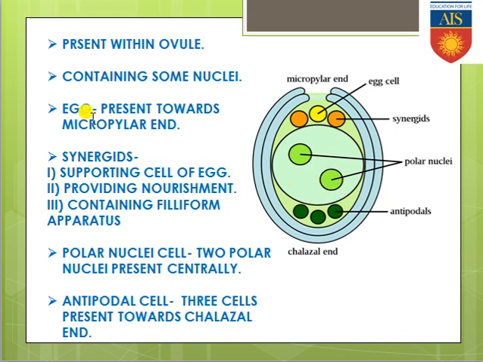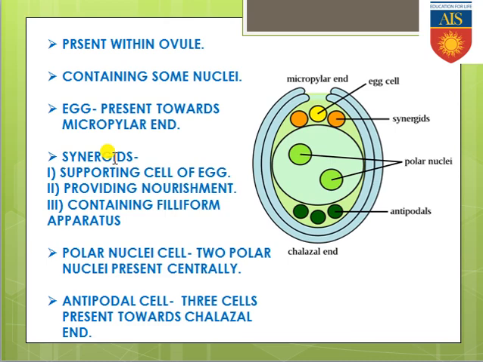Now, the first structure is the egg. This egg is the structure which will produce the zygote in future, and it is present towards the micropylar end. You can see here this yellow colored cell, that is the egg. In future it will form only the zygote, and it is present towards the micropylar end because when the pollen tube enters through the micropyle, within the pollen tube male gametes are present. So the male gametes will fertilize this egg to form the zygote.